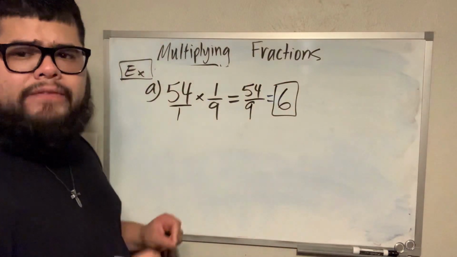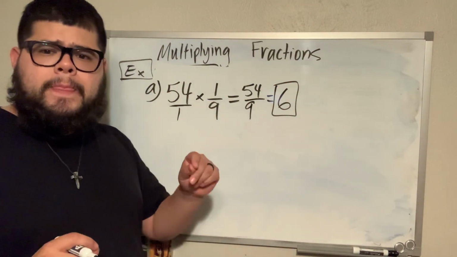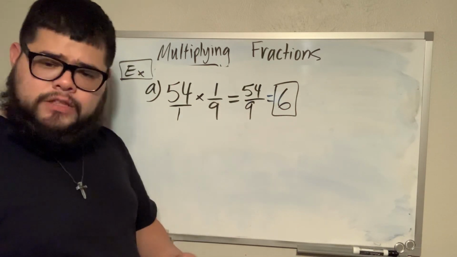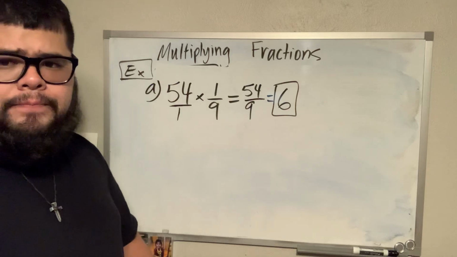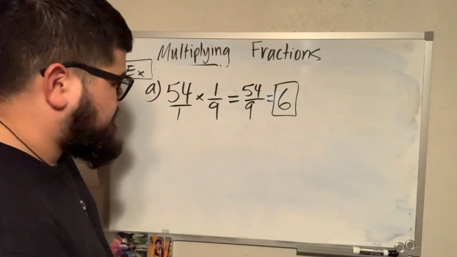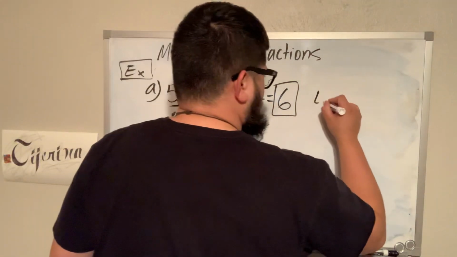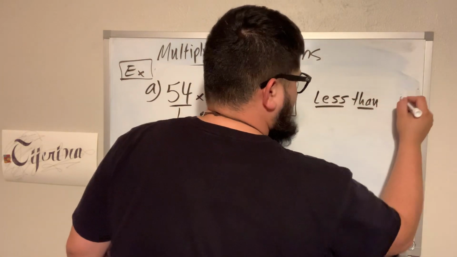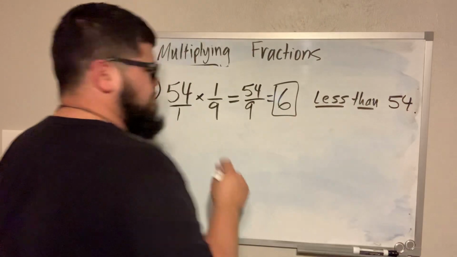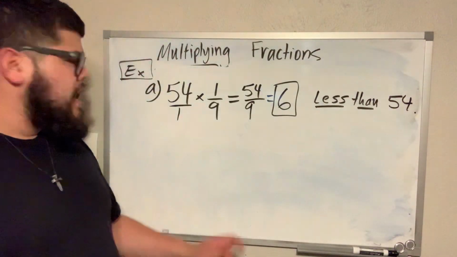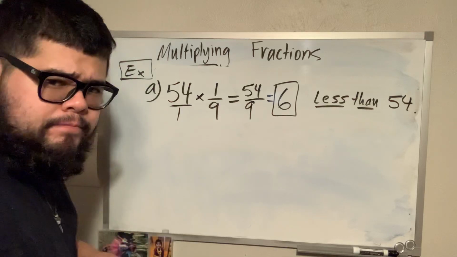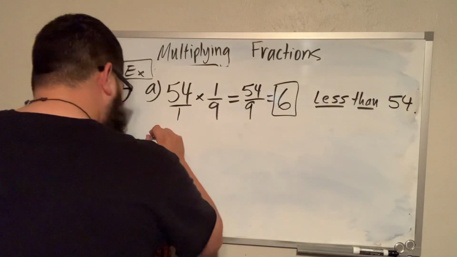Now, we have to ask ourselves, is the number 6 greater than 54, less than 54, or equal to 54? Less than 54, right? We know that, and we understand that what we did here is we multiplied by the proper fraction 1/9. Okay, now let's observe part B.